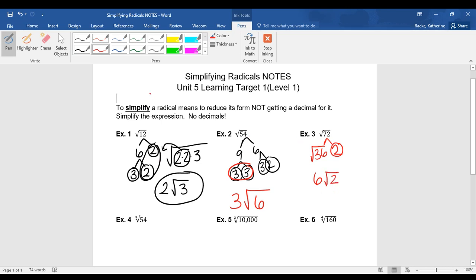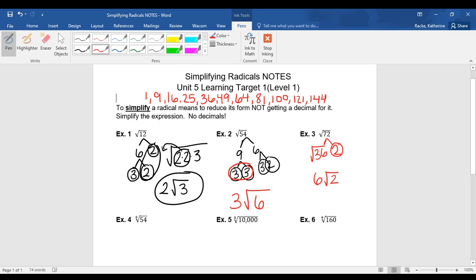If you don't know the perfect squares, they are 1, 4, 9, 16, 25, 36, 49, 64, 81, 100, 121, 144. So that takes me all the way up to 12.